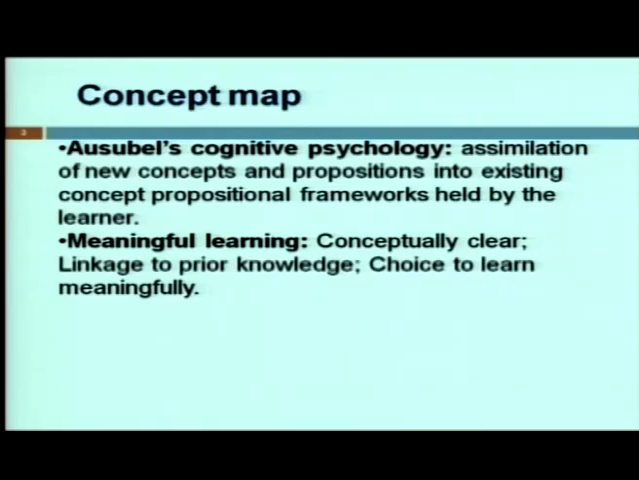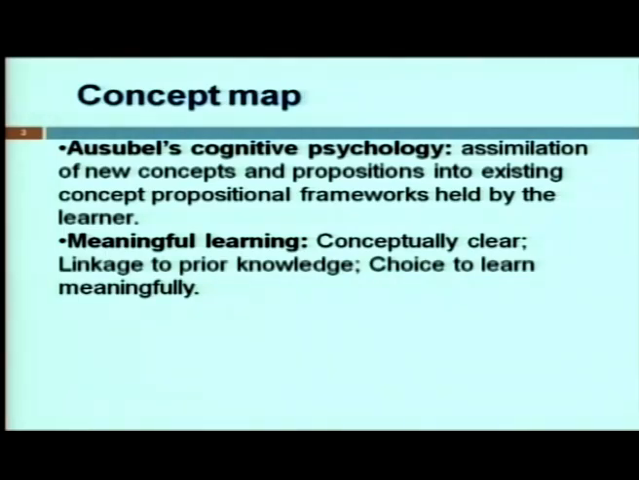So Ausubel's theory talks about how best the existing conceptual understanding of individual students and children could be connected with assimilation of new concepts, and how this new concept acquisition would further be assimilated within the cognitive structure. That cognitive psychology of Ausubel was further facilitated by the application of the strategy or the technology of concept mapping.